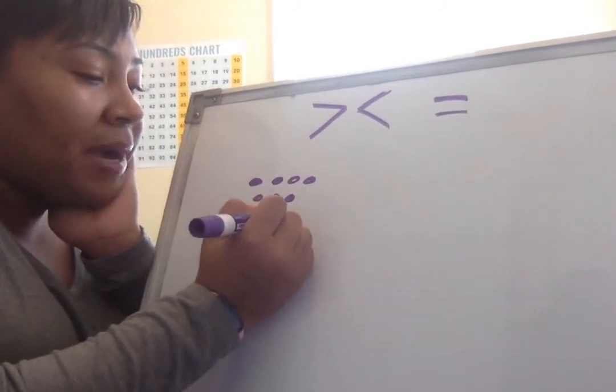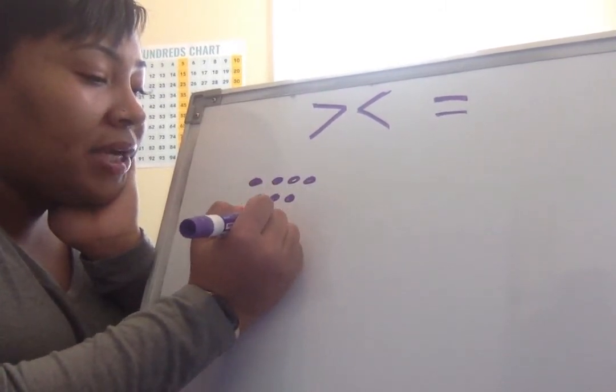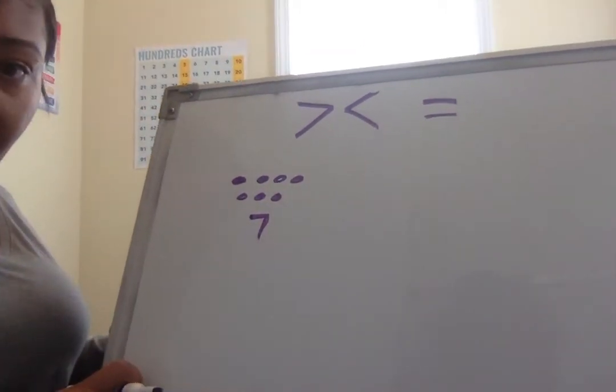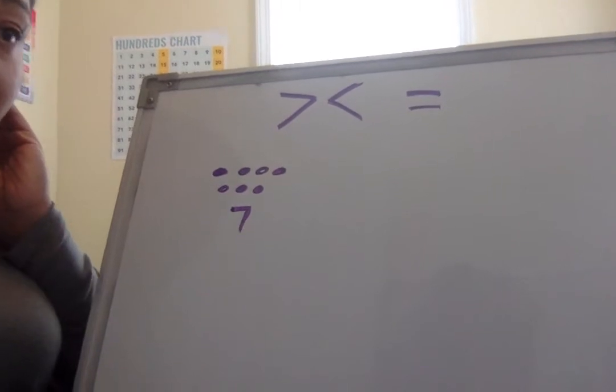And then I'm going to label my work because I know this is the number. There are 7 Skittles, so I'm going to write the number 7. Okay. I'm going to give you a few seconds to do this, Kipsters.